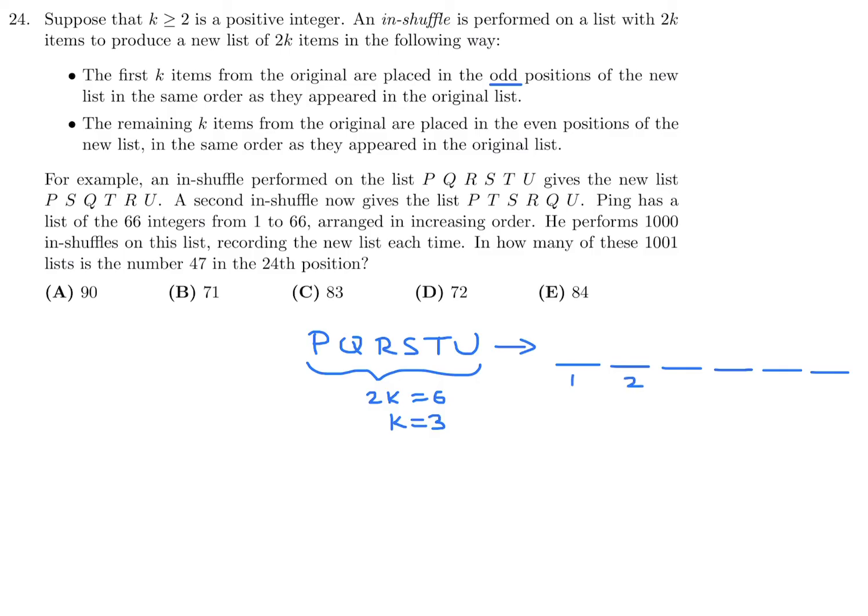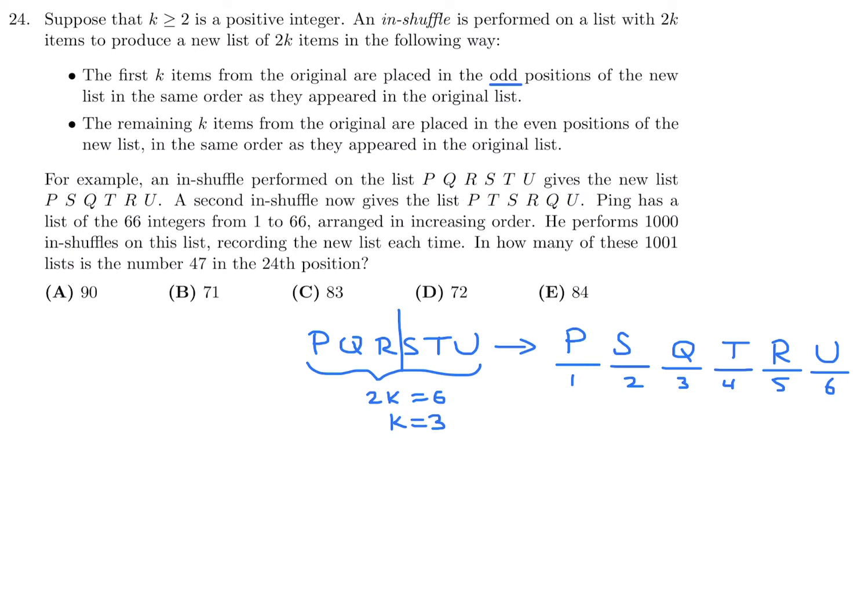The odd positions, let's label all the positions first. The odd positions would be 1, 3, 5, and so on. So P goes here, Q goes here, R goes here. Then the remaining k items from the original are placed into the even positions of the new list in the same order. Well, the remaining are these guys, STU. So STU go into the even spots. So S, T, and U. And if they even gave you that, they told you. I just wanted to illustrate it. And then if you do it again, you would eventually get this one.